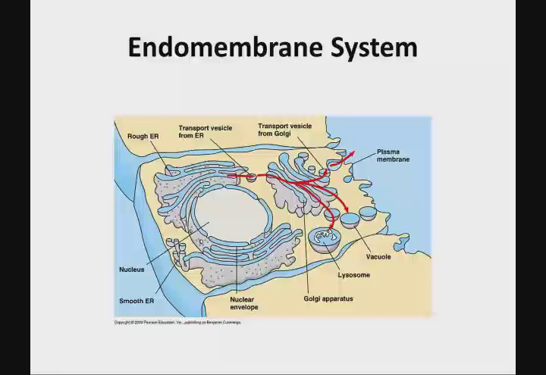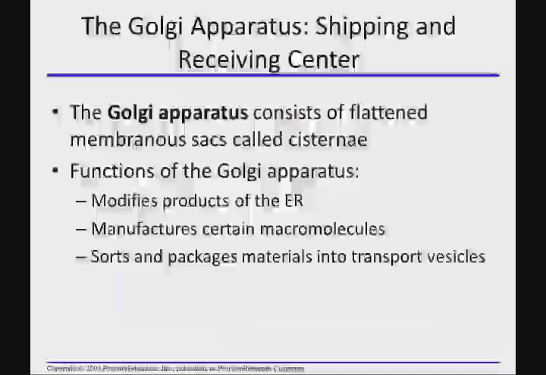So the mechanism of the Golgi is going to allow us to send a protein to where it needs to go. So it's going to function to further modify the products of the ER. Proteins that are glycosylated get more, we think about it as like polishing of the sugars that have been attached to the proteins in the ER are now modified further in the Golgi. It's going to manufacture certain macromolecules, and again, it's going to sort and package materials to transport vesicles.